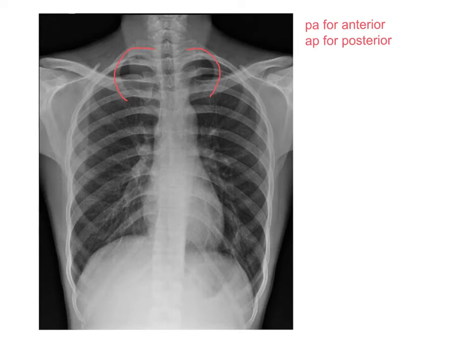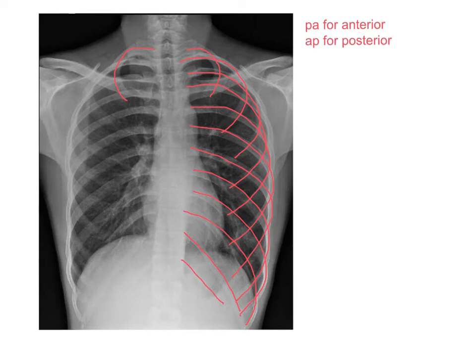So here you see we've got rib 1 in its entirety. Here's 2, 3, 4, 5, 6, 7, 8, 9, 10. We also see 11, and we see 12.